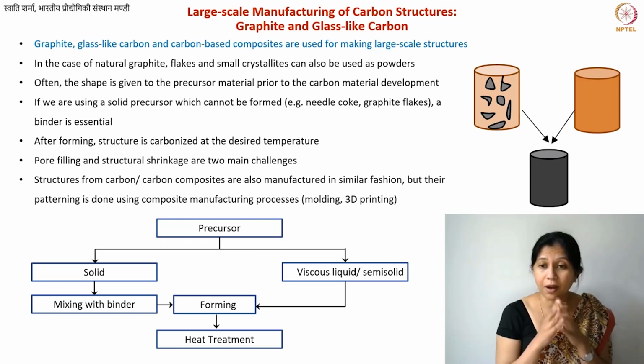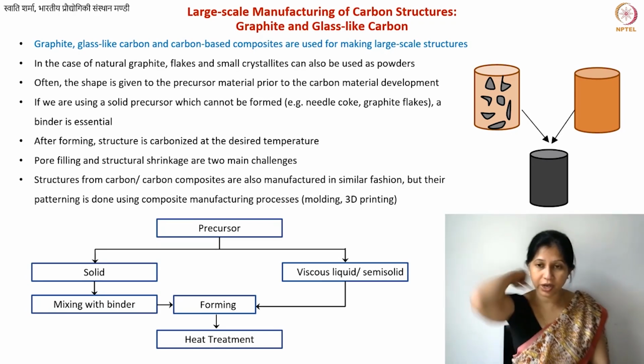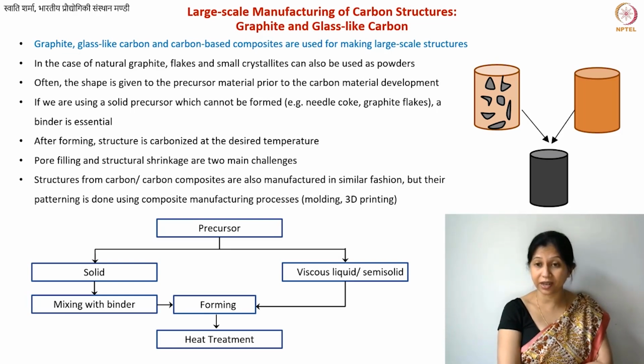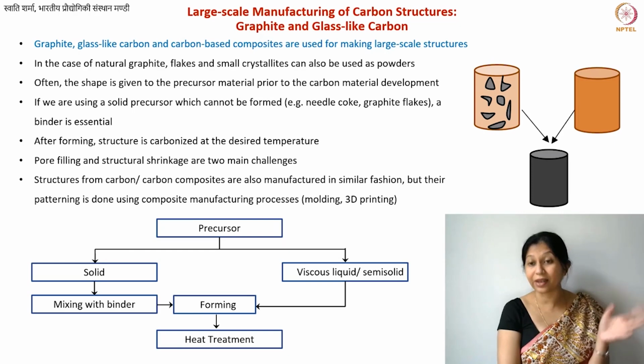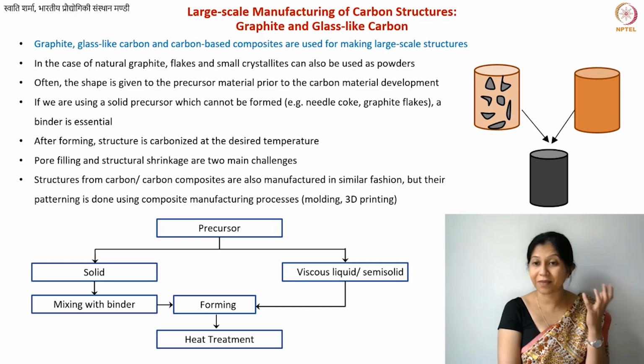Okay, carbon-carbon composites. As I said, they are also used for making large-scale structures. We already learned about their manufacturing and also the challenges related to manufacturing, the drilling process, and what kind of deformations take place when we perform machining of carbon-carbon composites. The idea, however, is pretty much the same. You mix carbon fibers inside a carbon resin matrix, and then you heat treat it. Again, you will have the same challenges: pore filling and structural shrinkage. And in that case, there is one additional challenge, the adhesion of your fiber and matrix phase.